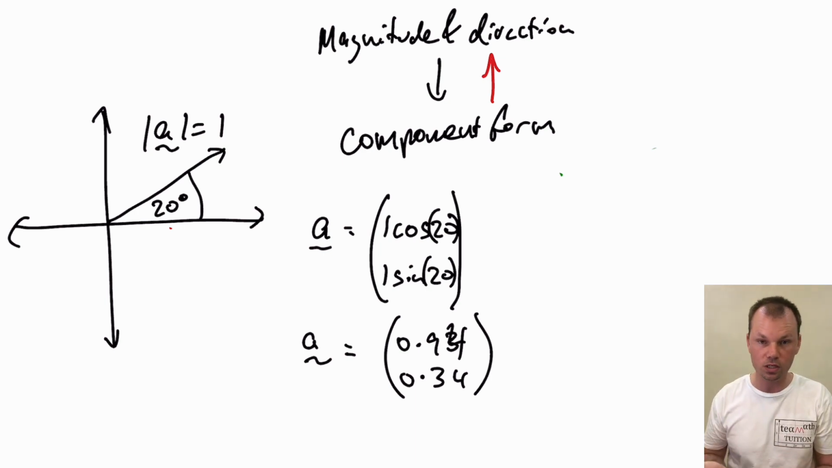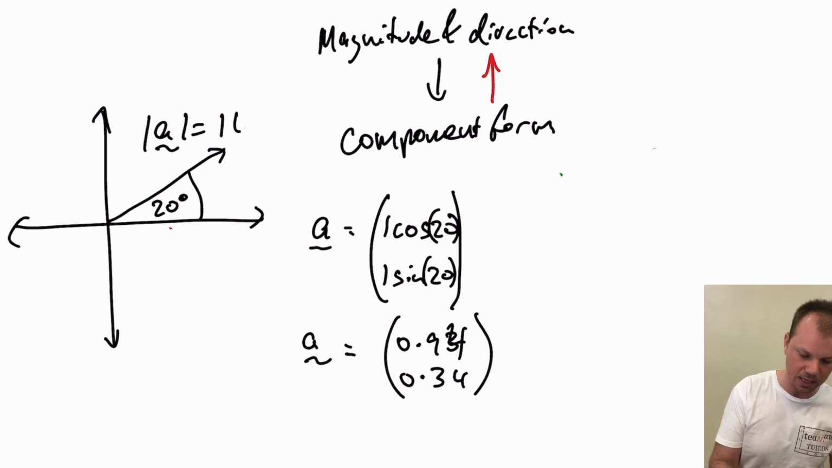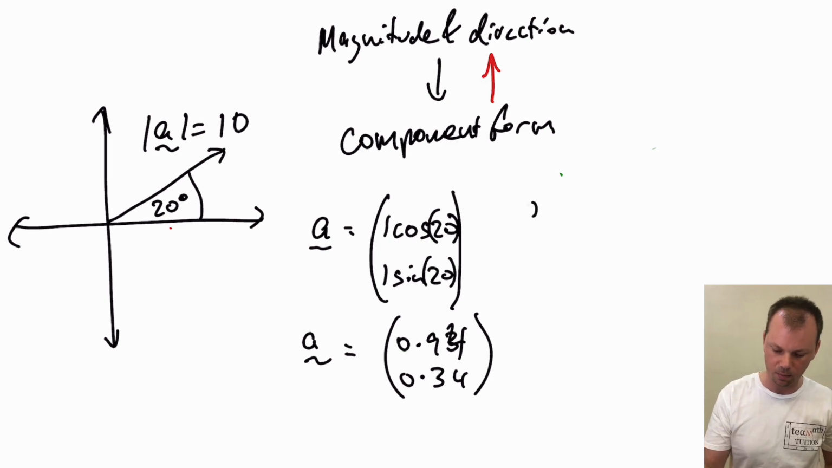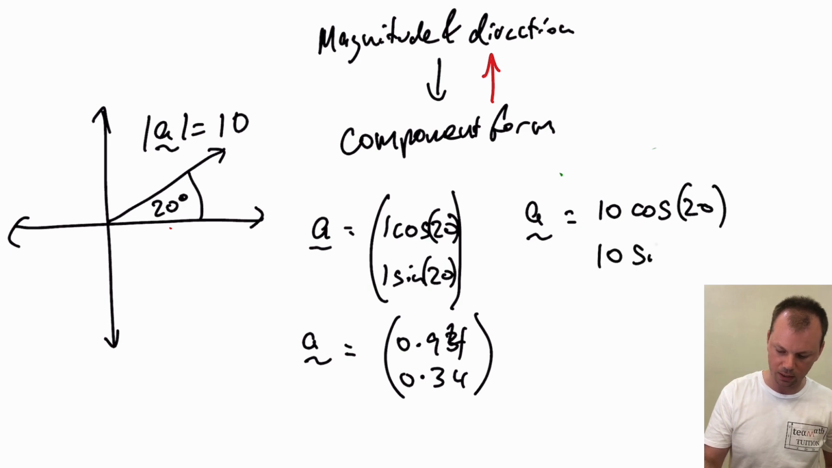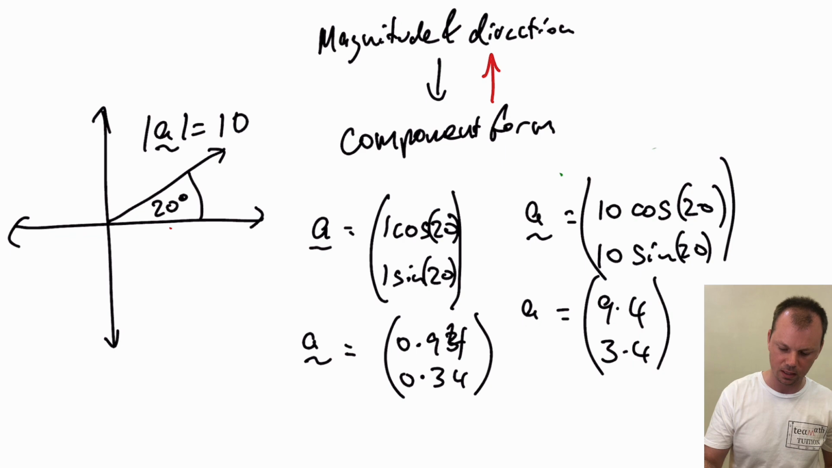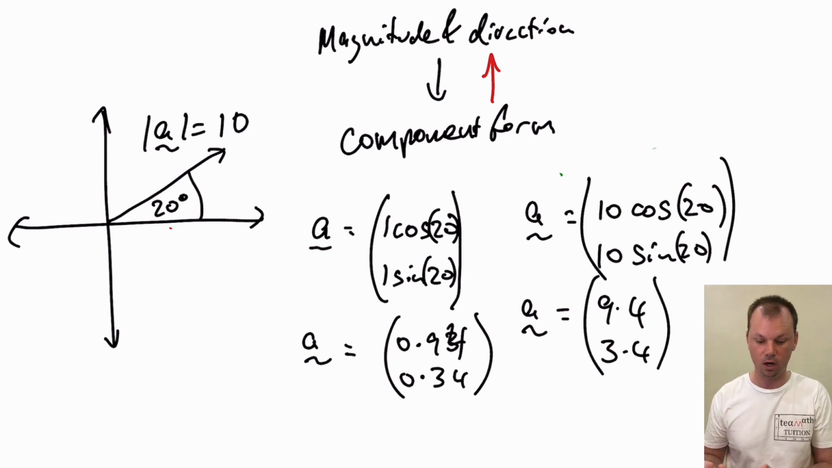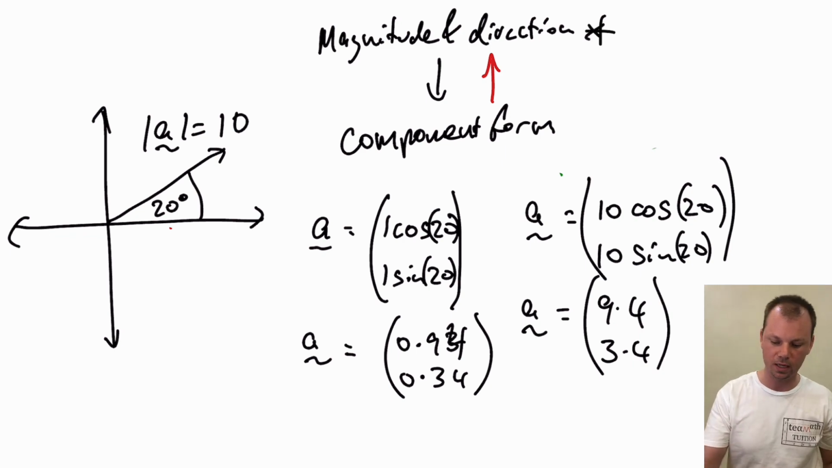If my vector wasn't 1 unit in length, let's say it was 10 units in length, then my A vector would now be 10 cos 20 and 10 sine 20, which would just be 10 times these numbers down here. 9.4 to 1 decimal place and 3.4 to 1 decimal place. And that's how you would convert from your magnitude and direction form into your component form.